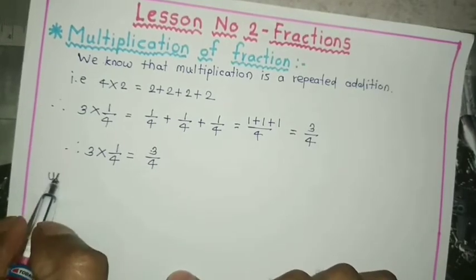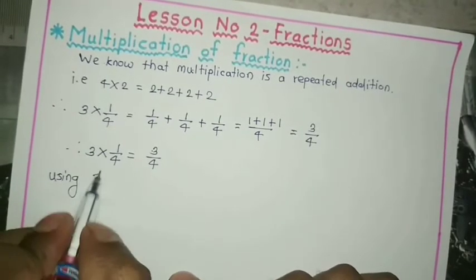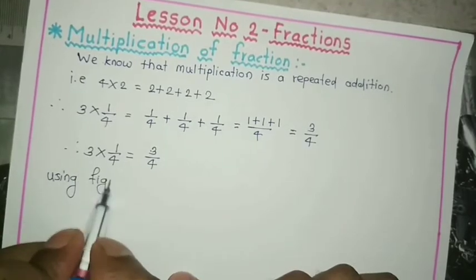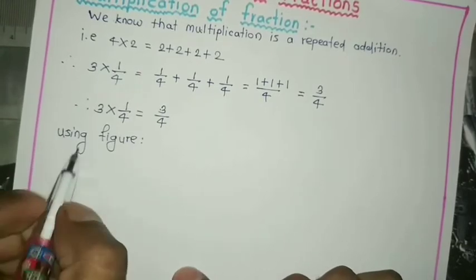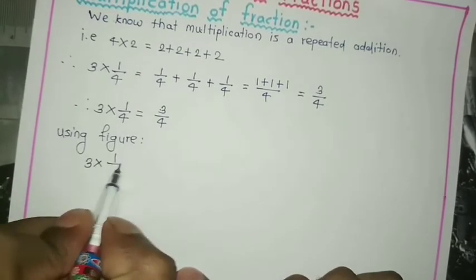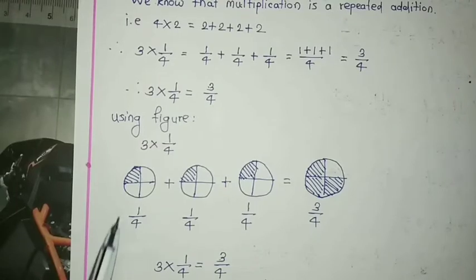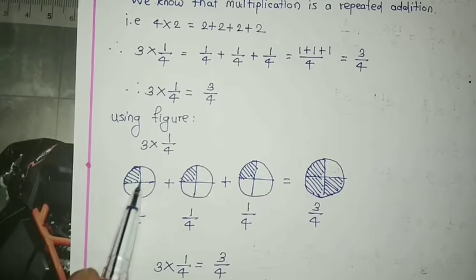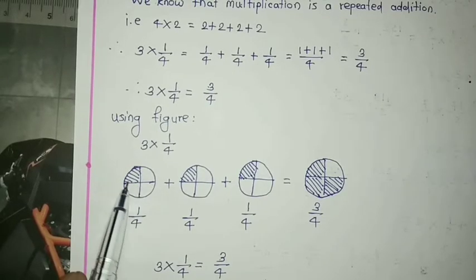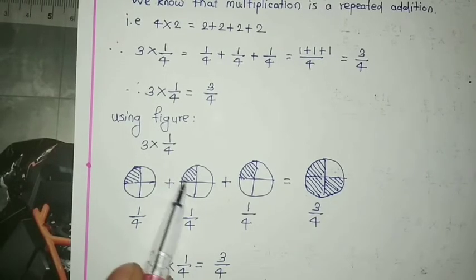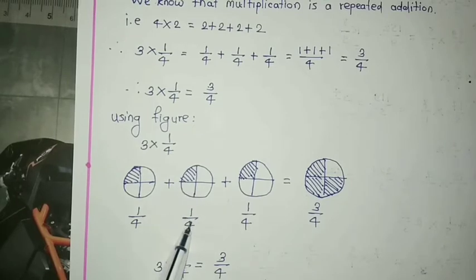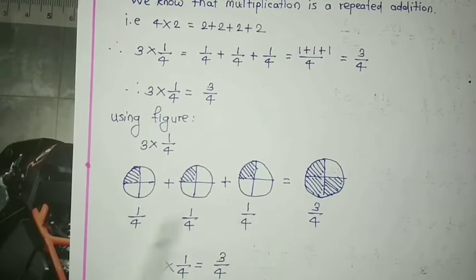So by using a figure, we have to multiply 3 into 1 divided by 4. Here I draw 3 circles and the 1/4 portion of these circles. In the first circle I make 4 parts and draw the 1/4 portion, so I write 1 divided by 4. Here I also draw the 1/4 portion of the circle, so I write 1 divided by 4, and here also 1 divided by 4.